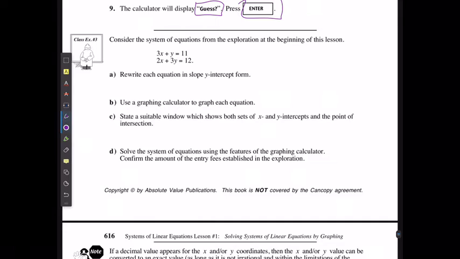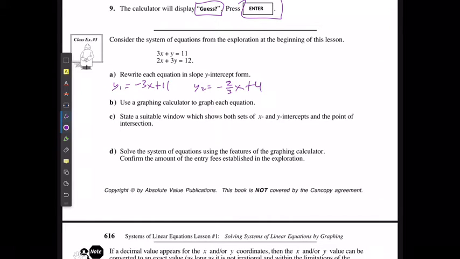So, if I'm going to consider the system of equations from the exploration at the beginning, I'm going to rewrite each equation in slope-intercept form, which we've actually already done. And I'm going to state that the first equation, which I'm going to call y1, is going to equal negative 3x plus 11. And I'm going to state that y2 is going to be that simplified form of negative 2 over 3x plus 4.